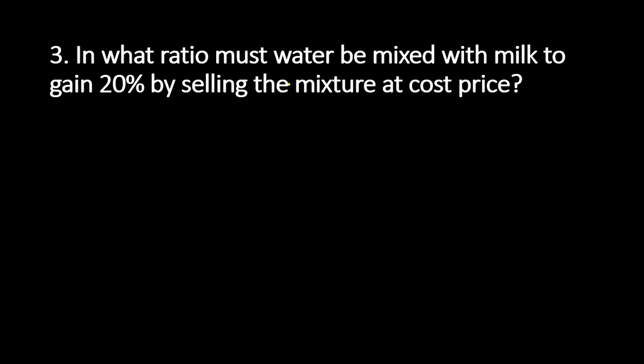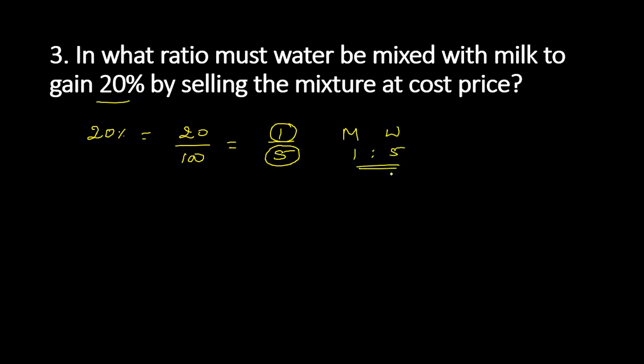In what ratio must water be mixed with milk to gain 20% by selling the mixture at cost price? There is only one step here. 20% profit he wants to get. 20% is nothing but 20 by 100. It means 1 by 5. For every 5 parts of milk, we have to add 1 part of water. So milk and water must be mixed in the ratio 5:1.